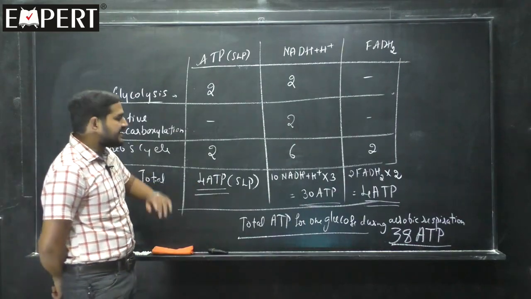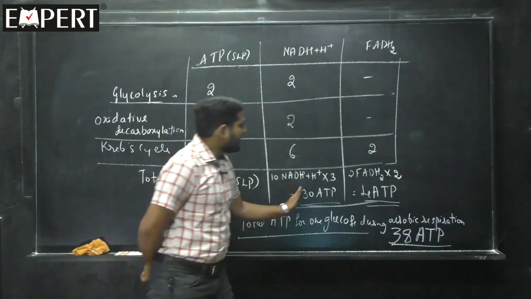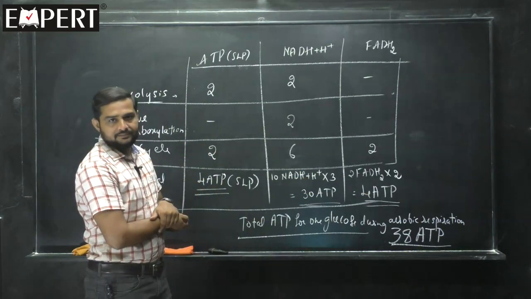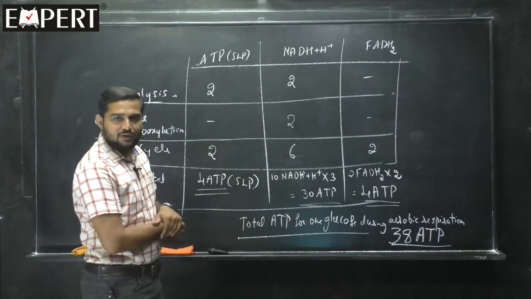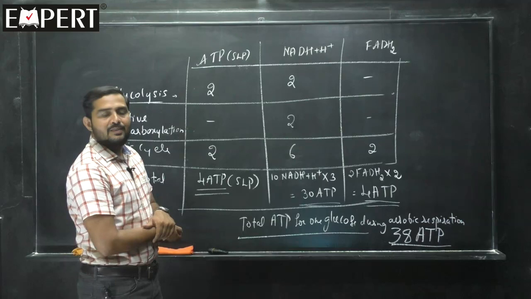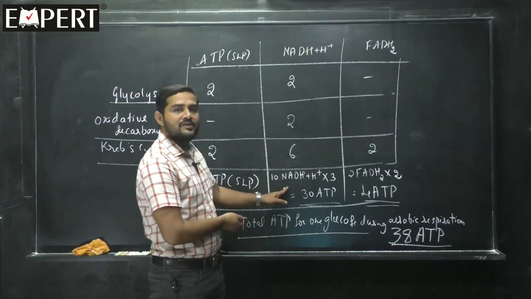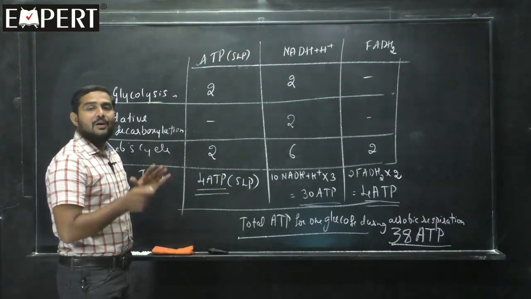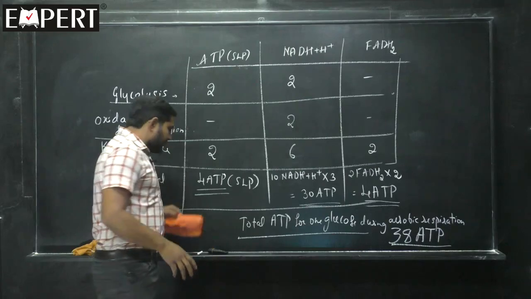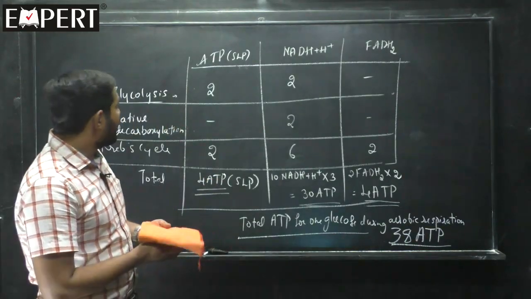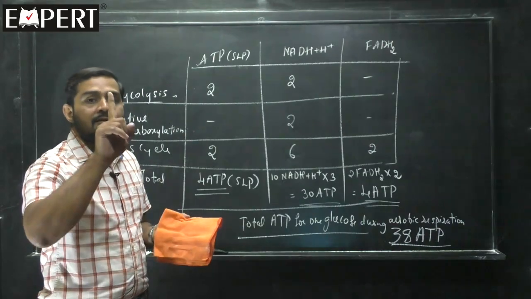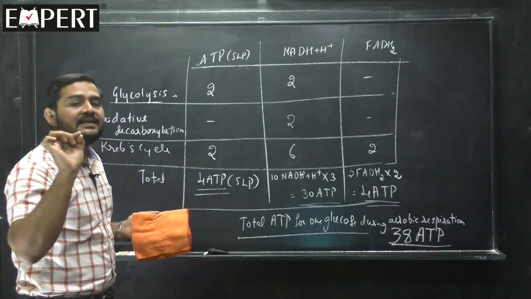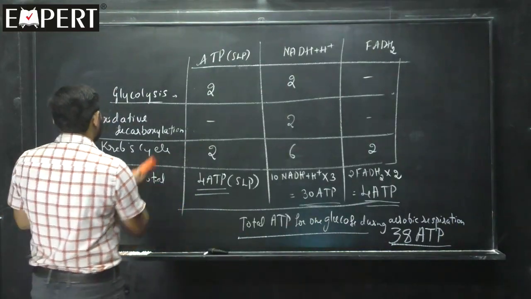How many by substrate level phosphorylation? How many by oxidative phosphorylation? That segregation you also get here. These are by oxidative phosphorylation, and this is by substrate level phosphorylation. This requires chemiosmosis. This does not require chemiosmosis. All this has to be remembered, students. With that, I am erasing this respiratory balance sheet for one glucose molecule giving 38 ATP. So, 38 ATP can give 686 kilocalories of energy.